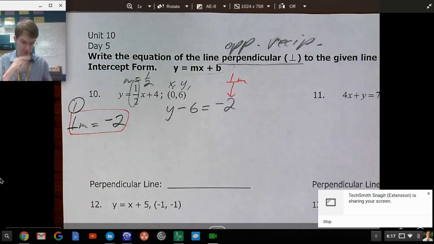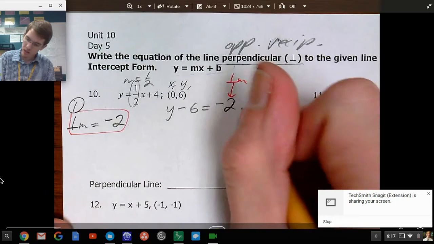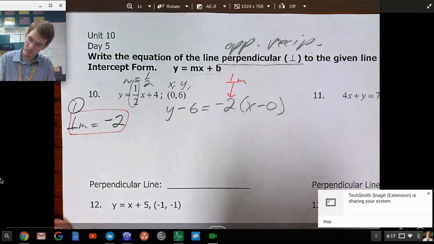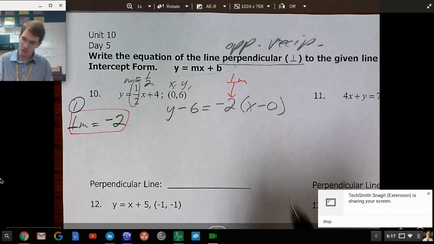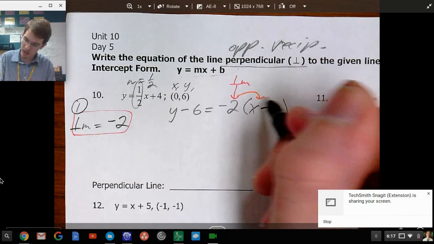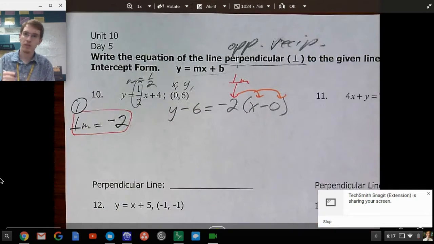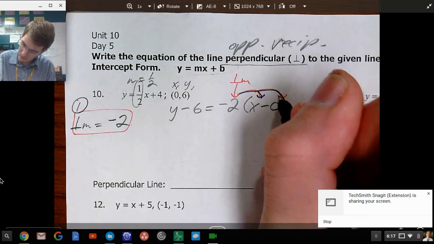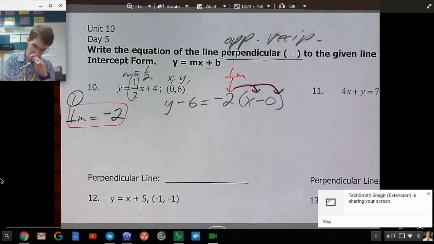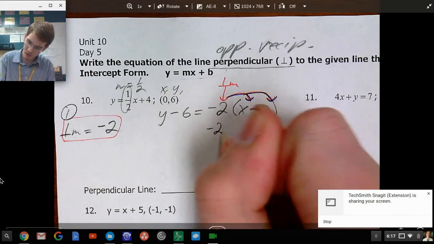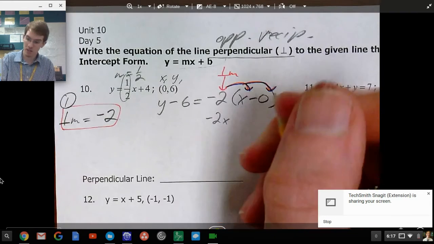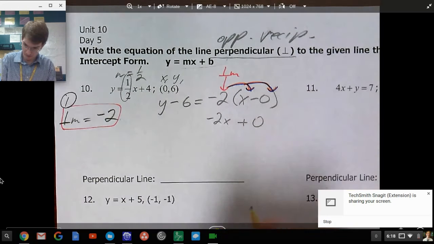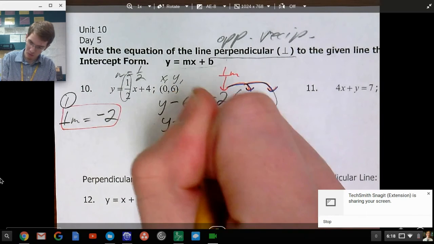Perpendicular slope is what we're using. That's the whole point of finding it. Times x minus 0. So negative 2 times x, negative 0. Hopefully you can tell that those are 2 different colors. Okay, so negative 2 times x is negative 2x. Negative 2 times 0 is 0. And bring down our y minus 6.